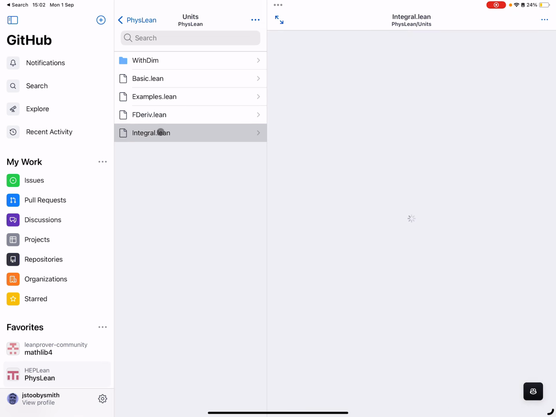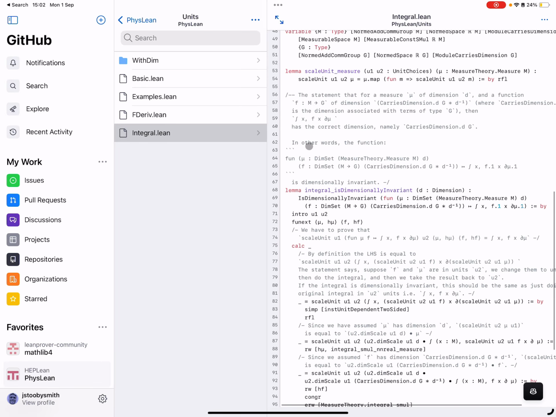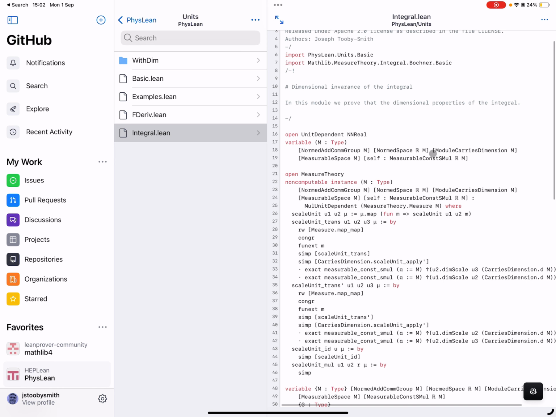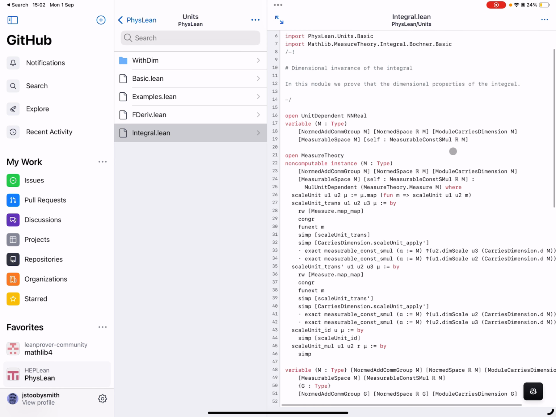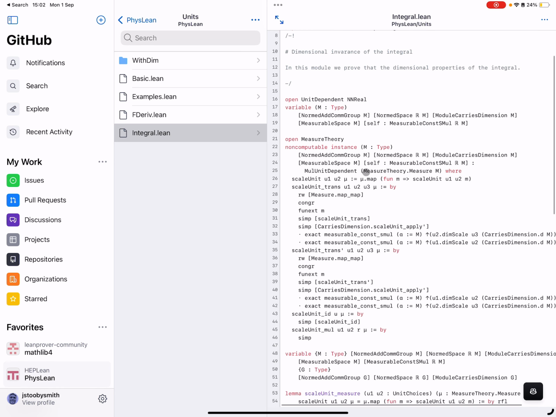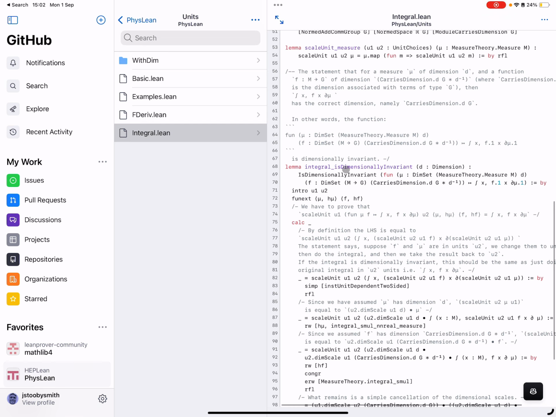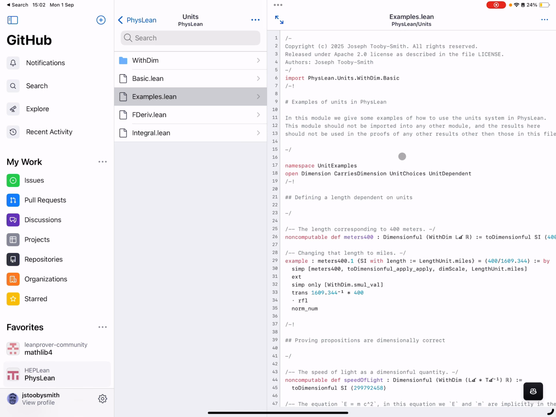And we can do the same with integrals. In this file, you can put a class or an instance of meshes, for integral meshes carrying a unit dependence. And we can prove here that integrals are dimensionally invariant. In other words, they behave nicely with respect to dimensions. This file contains examples.